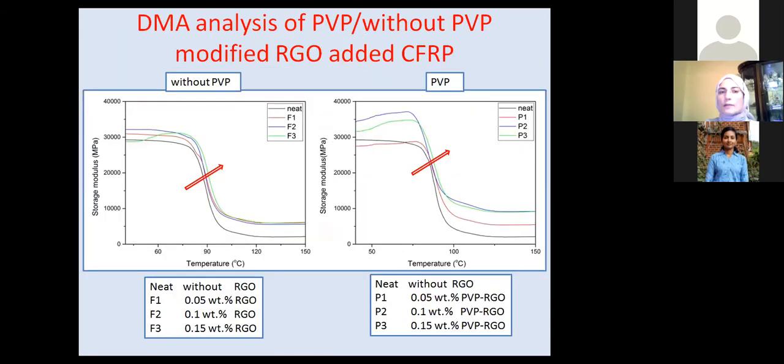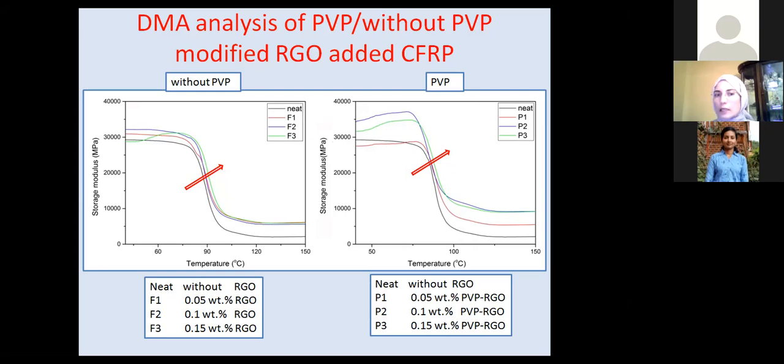And also in this graphic, we see the storage modulus belonging to the PVP modified and unmodified samples. Here we can see the differences when we use the PVP as a modifier for graphene. We can see from here the stiffness of the composite materials is increased with using the PVP, since the PVP provides a better distribution of the graphene within the epoxy matrix.